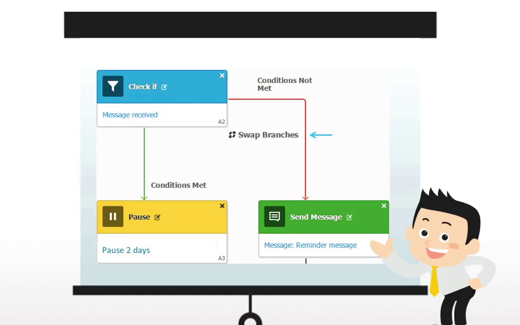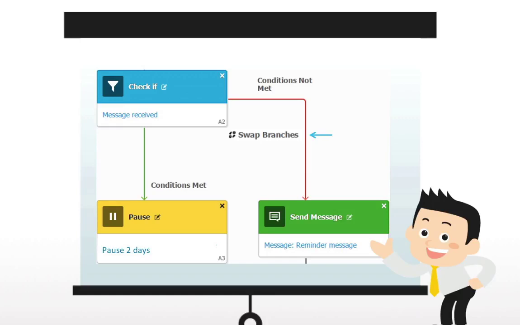Check if and wait for are the only two tiles that result in two branches. What does that mean? Let us use check if as an example. If we were to tell the system to check if a contact received the message, there will be two different groups of contacts. One with contacts that received the message and another that didn't. The branches let you see the different groups so you can respond to them accordingly.